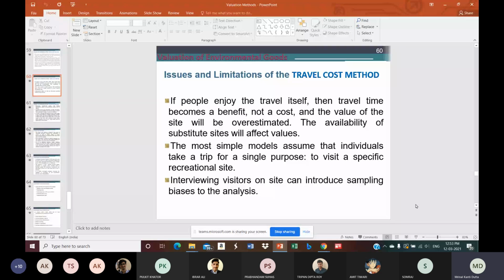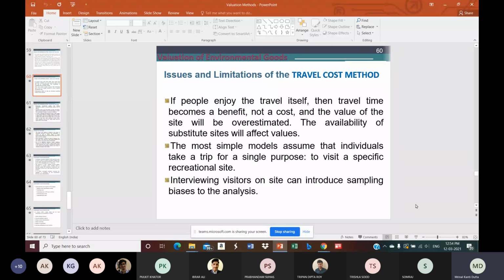It is also assumed that individuals take a trip for a single purpose, to visit a specific recreational site. But normally that may not be the case. You see, there might be multiple purpose trips. One might go for medical tourism also. One might go for some educational trip also. At the same time, they might be visiting a particular natural site. So multi-purpose trips might be there.